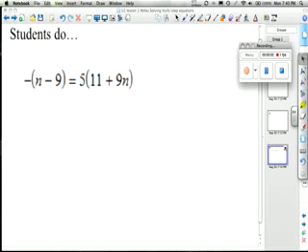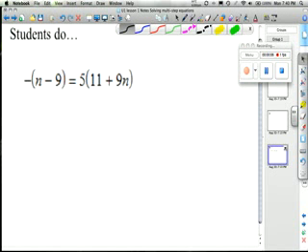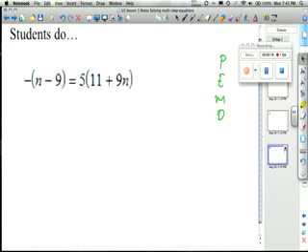Students do. Same thing, solving single variable equations. What you notice is I'm going to solve them just like the teacher do, the students do, the we do. Order of operations. Simplify both sides of the equation. My order of operations is Please Excuse My Dear Aunt Sally, whoever your auntie is.